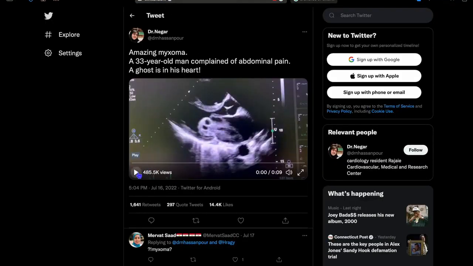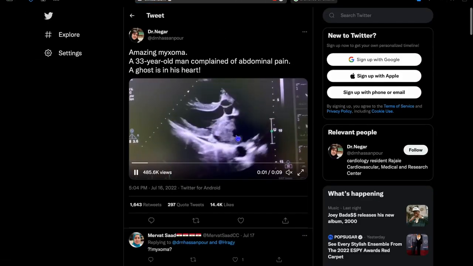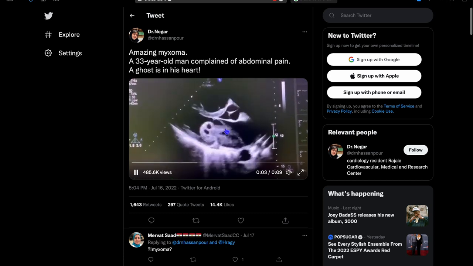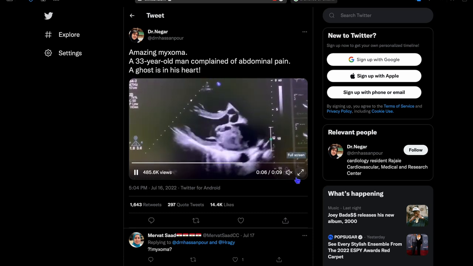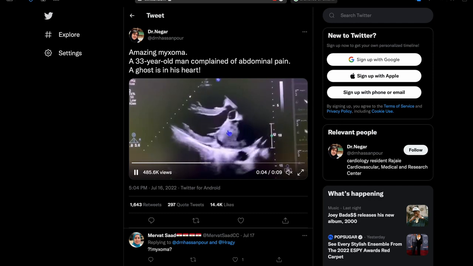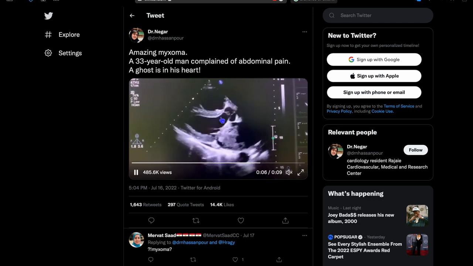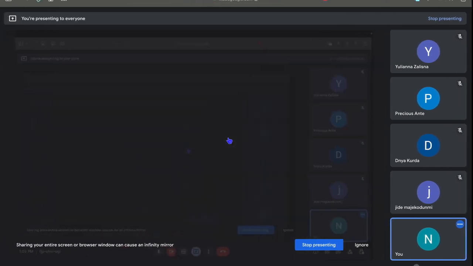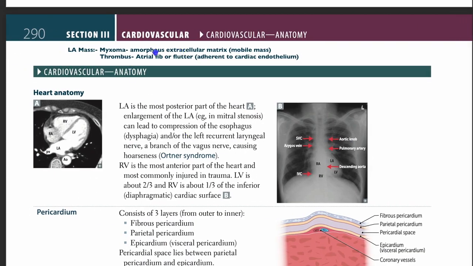So this is a myxoma, the one that looks like Casper the Friendly Ghost. So that's hypnotizing. But that thing right there, the growth here, is called the myxoma, right? The definition of it is that it's amorphous extracellular matrix, okay? And it's a mobile mass, it moves.